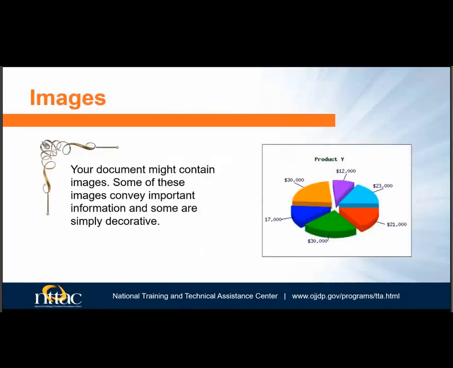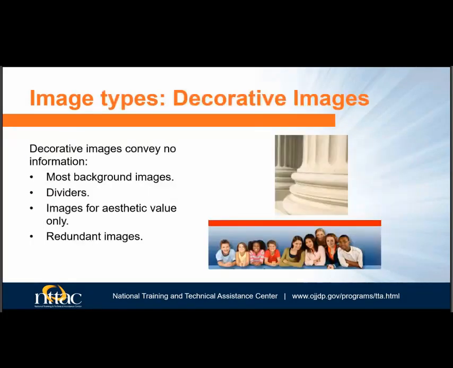Now let's discuss images. Images make documents more interesting. Some images are used to convey information, like the pie chart on the right-hand side of the screen. Others are just decorations, like the border image on the left side of the screen. Following are more examples of types of decorative images. The white column and image of children on this slide are examples of images that are decorative. It won't matter if a blind person using a screen reader knows they are there or not. They convey no information and are purely decorative.